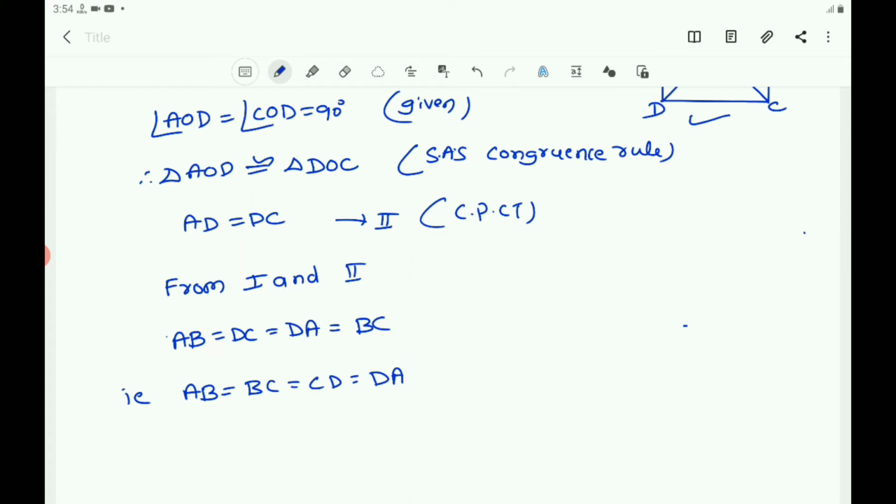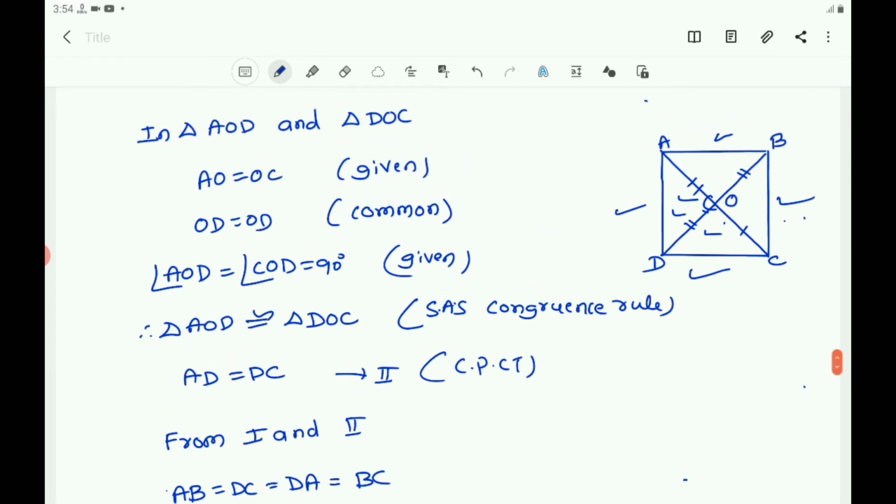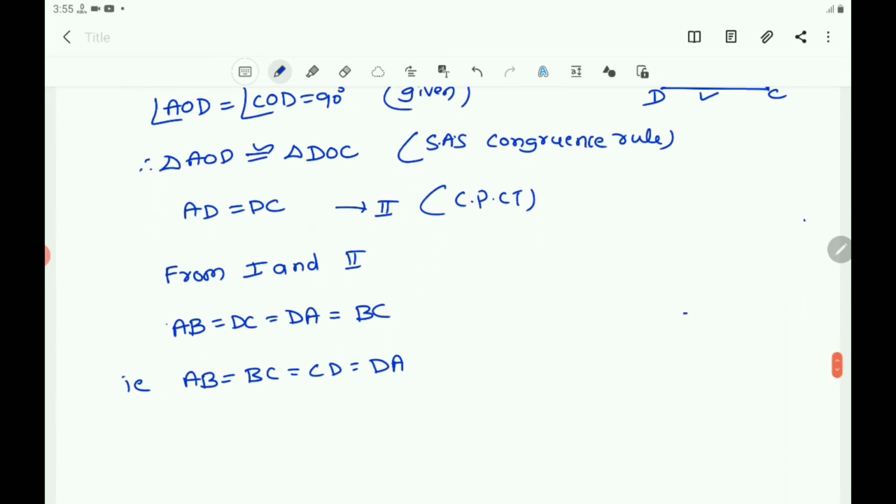If you prove any one angle is a right angle or any two angles are right angles, then you can say that all the angles are right angles and it is a square. Now you take the two angles which are on the same base. Let us take on the base DC, angle ADC and angle BCD. You take the two triangles.